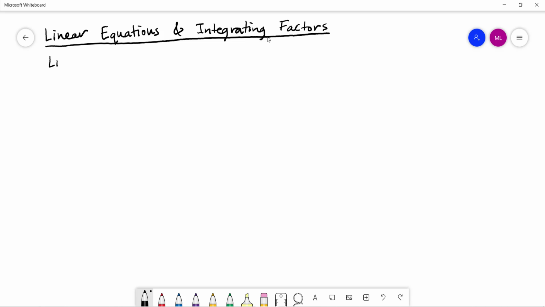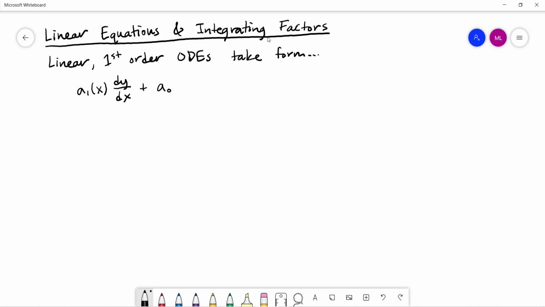So just a quick reminder, linear first-order ODEs take the form of the following. We're going to have a derivative, but that derivative can have some factor that is a function of x, as long as it's not a function of y. So I'm going to have a1 of x times dy/dx plus what I'm going to call a0 of x times y by itself, and that can be equal to some function on the other side, g of x.